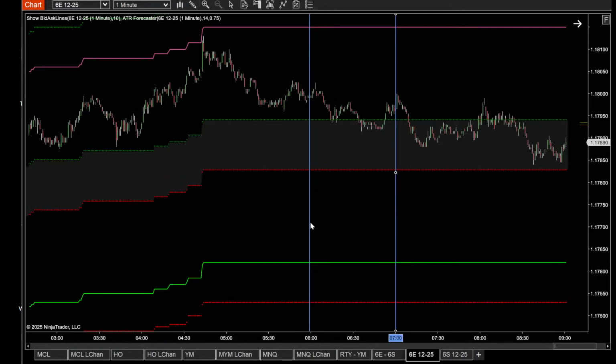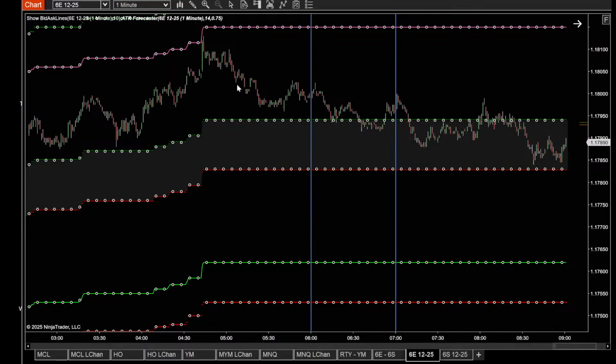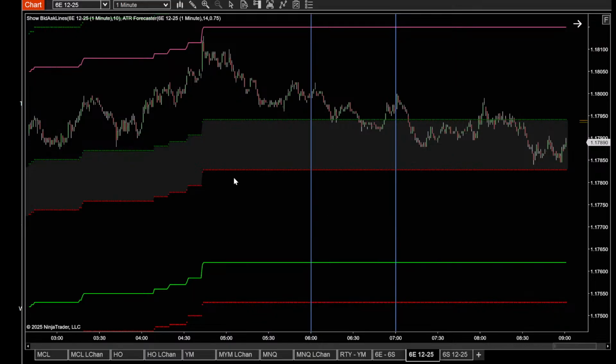The 6E from that period is against this indicator with the dots and the lines, the ATR forecaster. Anytime that we're above this mid region, this is like no man's land, okay? This gray area here in the middle. When you're above that region, you're overbought, meaning your expectation is to go down. And that's what the 6E did during that time.